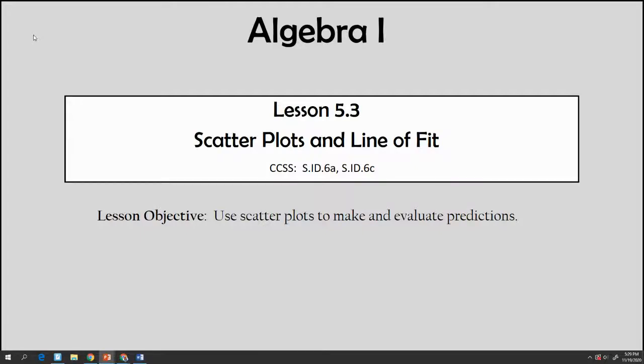All right, we're going to start lesson 5.3 today, and this lesson's on scatter plots and lines of fit. You're going to see how we're applying what we just got done working on, which is being able to write equations in slope-intercept or standard or point-slope form. That is going to be part of what we do today. We're going to start looking at applications of writing those equations, and that's where we get into our scatter plots and lines of fit.